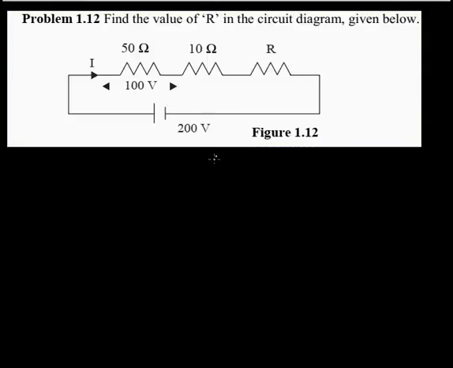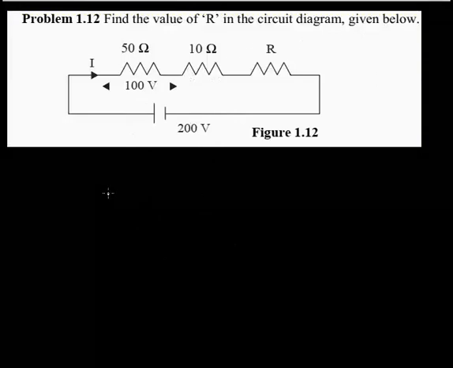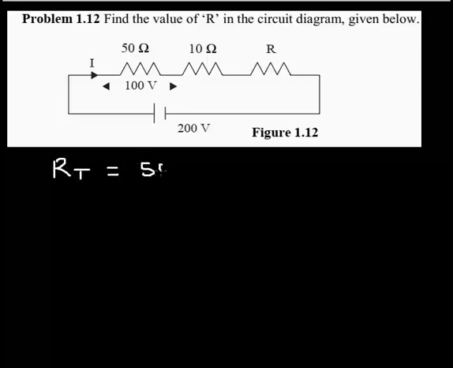So the question goes like this. Find the value of R in the circuit diagram given below. So these three resistors are connected in series and their voltage is 200 volts, okay? So that means the total resistance is going to be equal to 50 plus 10, then plus the R, which is the unknown.